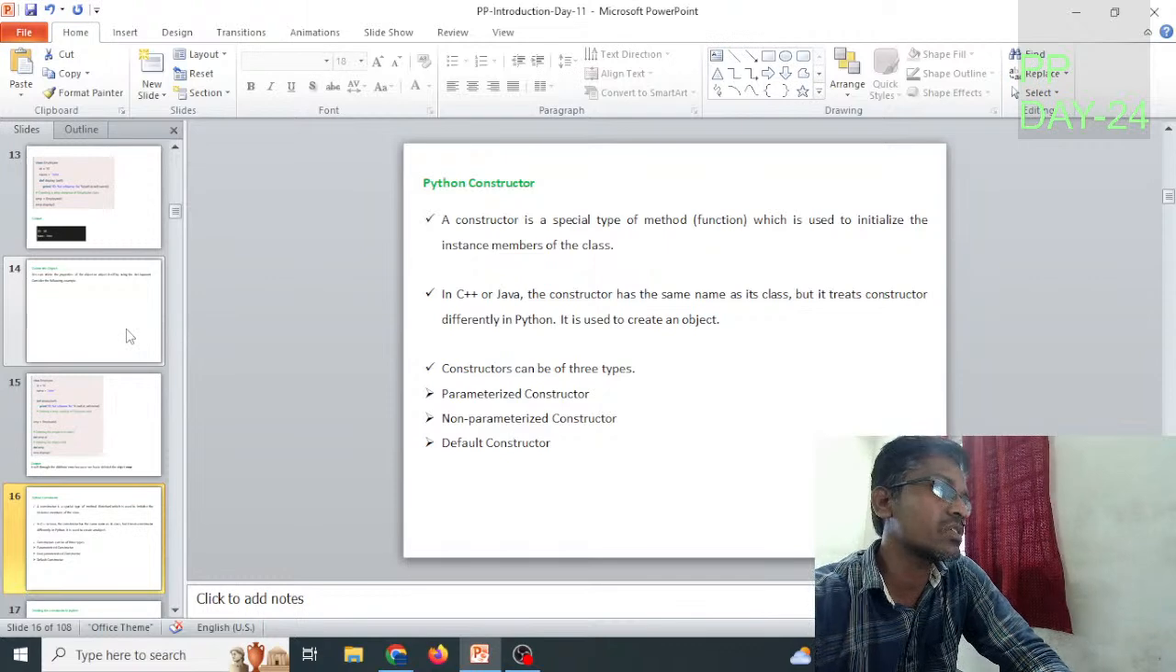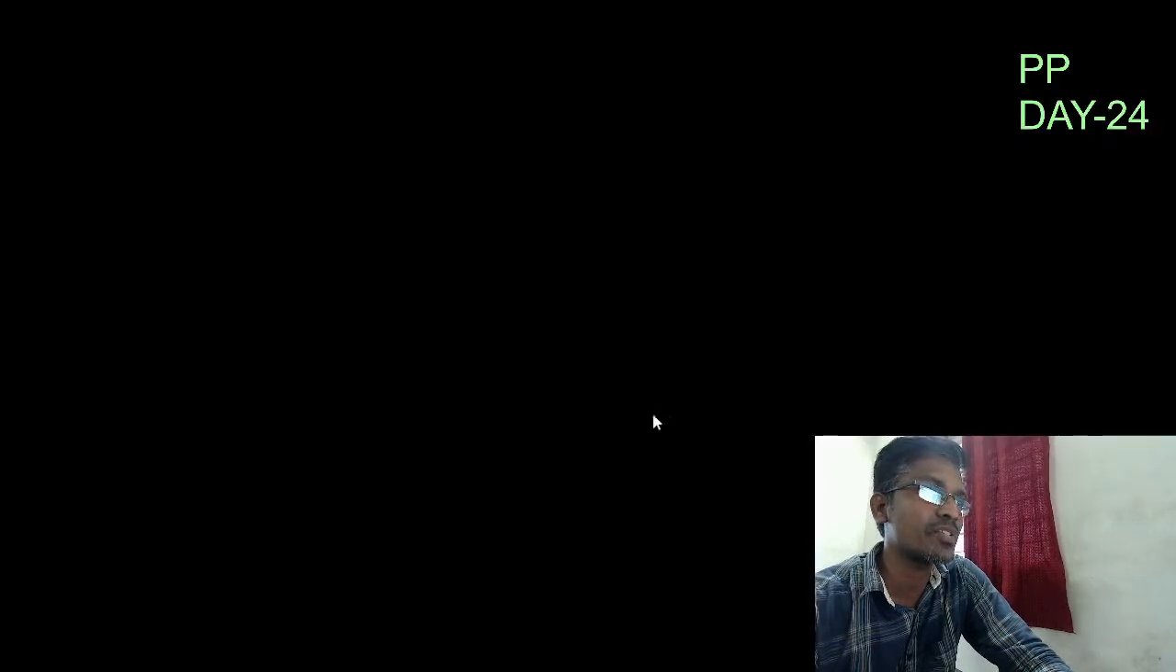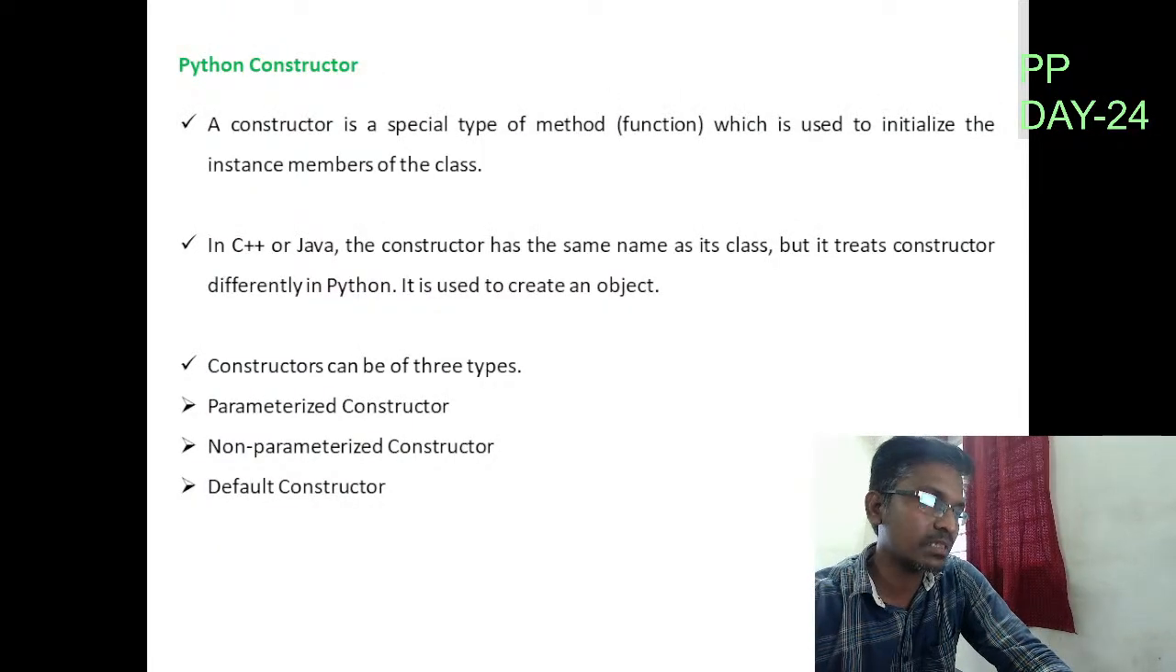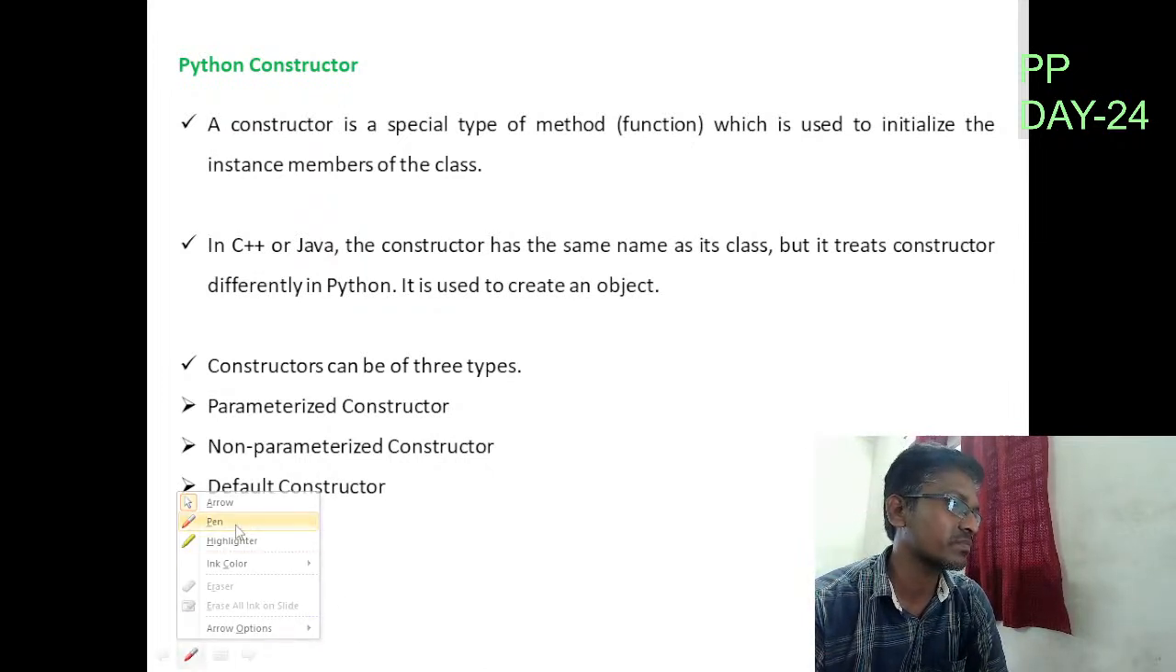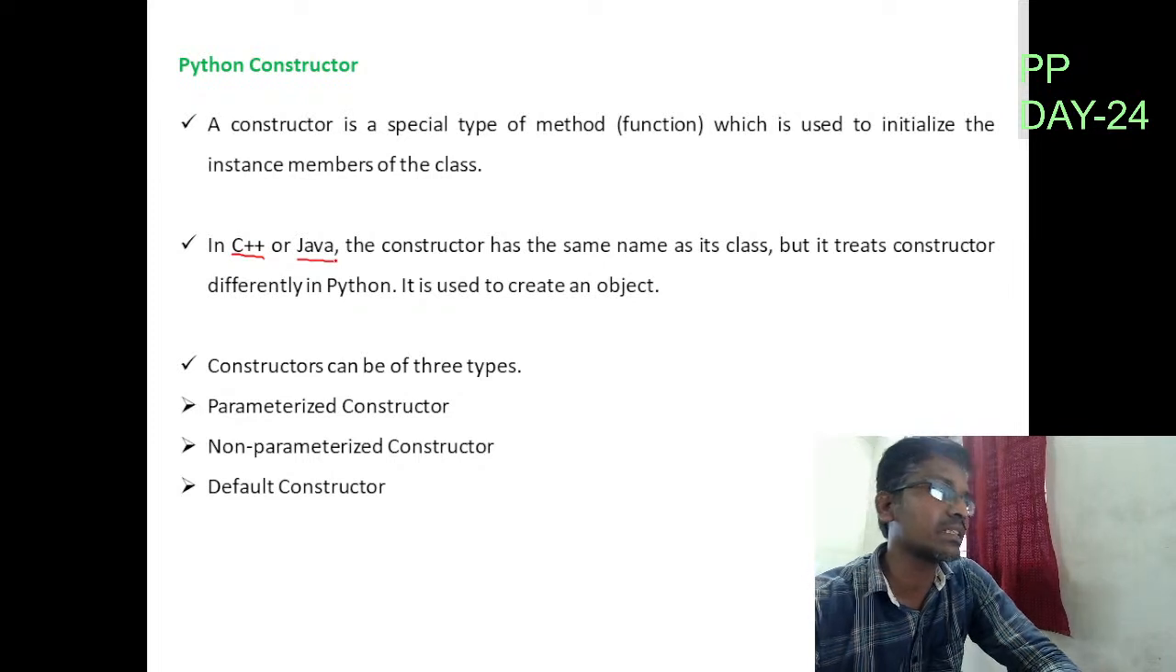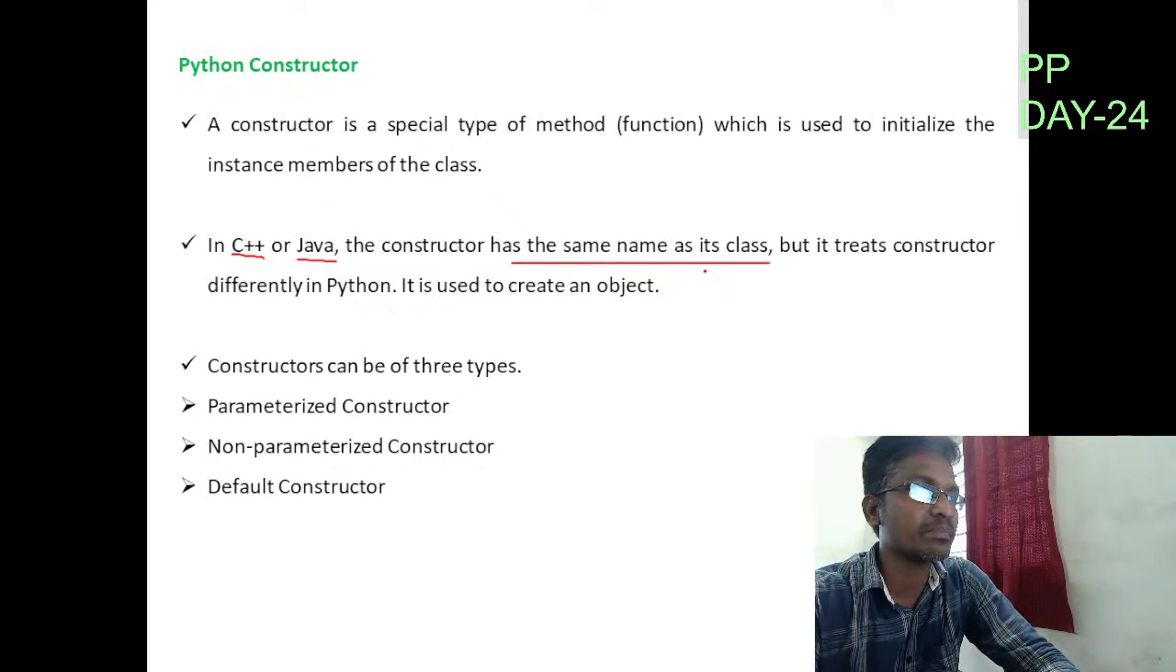Now, in today's class, we will discuss constructors in Python. So what is a constructor? In C and C++, the constructor name is the same as the class name. The constructor name, that is the function name, and the class name are the same in C++ and Java.